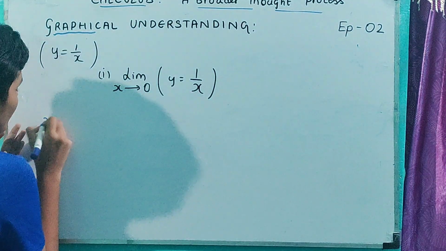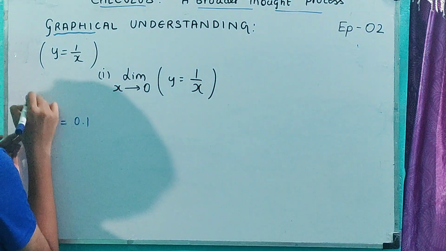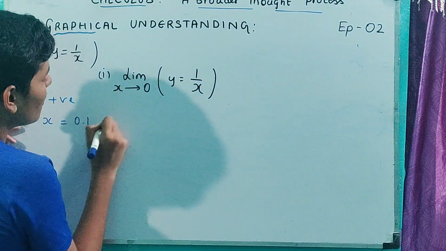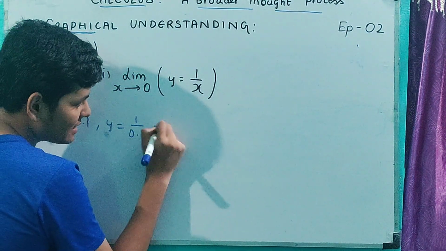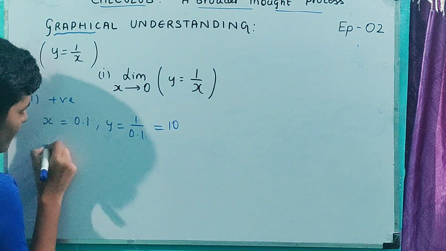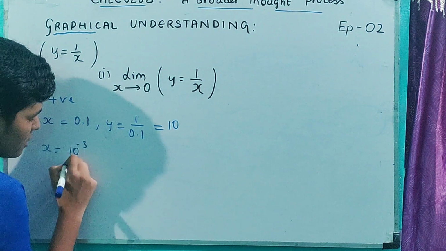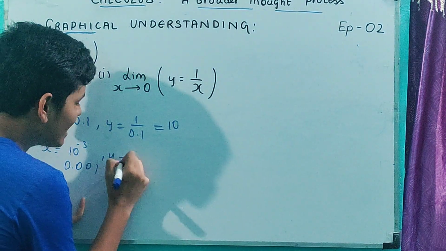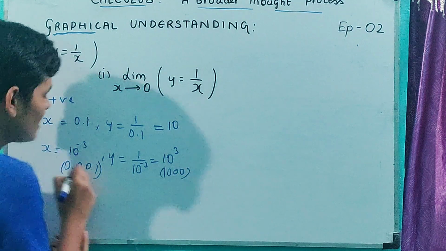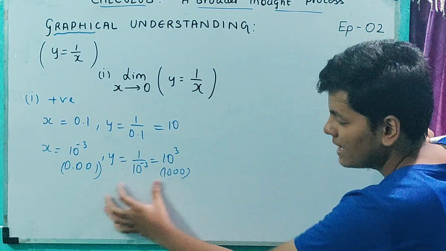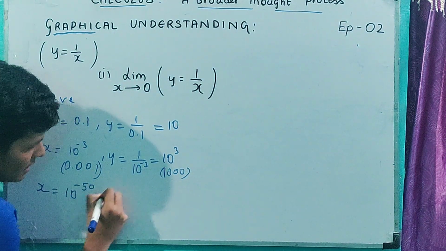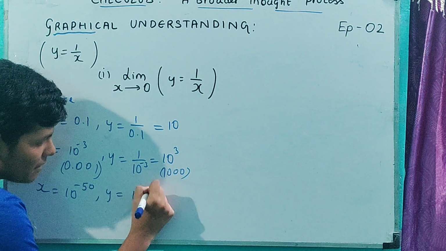To understand that, let us take the case of the positive side. Let x be 0.1. Then the value of y will be 1 by 0.1, that is equal to 10. When the value of x is 0.1, the value of y is 10. Let us suppose the value of x is 10 to the power minus 3, that is 0.001. Then the value of y is 1 by 10 to the power minus 3, that is 10 cube, which is 1000. Let us take another case where x is 10 to the power minus 50. From the trend, we can understand that the value of y will be 10 to the power 50.